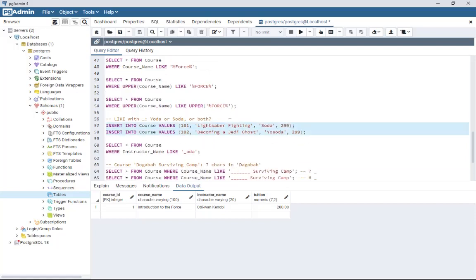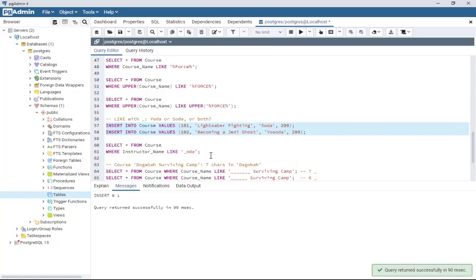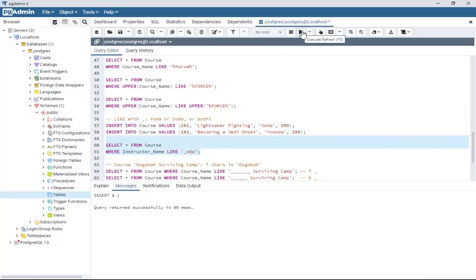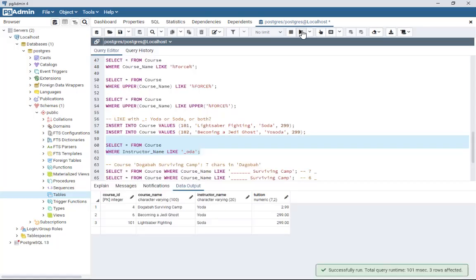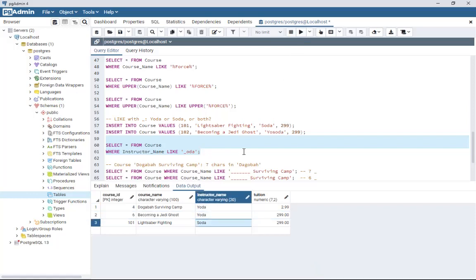And now, underscore. I'm going to insert 2 more courses, one from Master Soda, one from Master Yosoda. And now I'm trying to look for course name, instructor name with underscore ODA. And I'm going to get data from Master Yoda and Master Soda, right? But I'm not going to get anything from Yosoda because YOS are 3 characters.